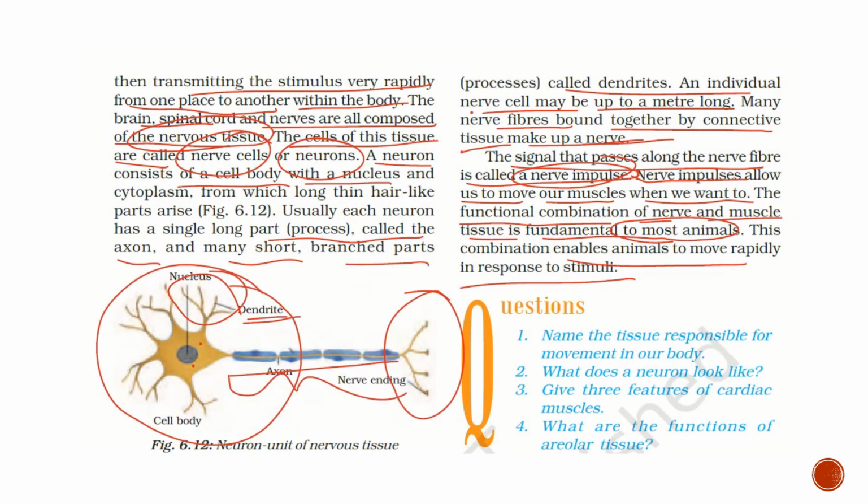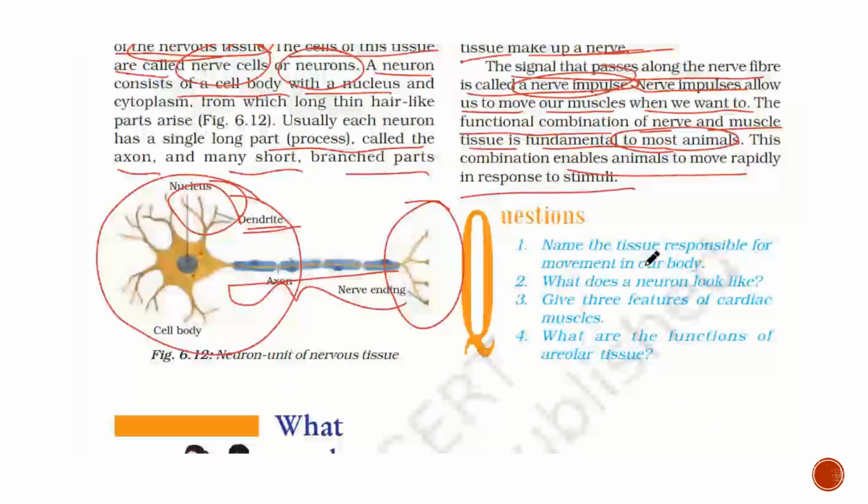Suppose you put your hand on a hot pan. Your skin and nerves transmit the impulses to your brain, which passes the signal, and it helps the muscle to contract, to move away from the heat. This is how the nerve and the muscle act together in coordination, and it is called nerve muscle physiology. So this is the final part of animal tissue that we have completed today.